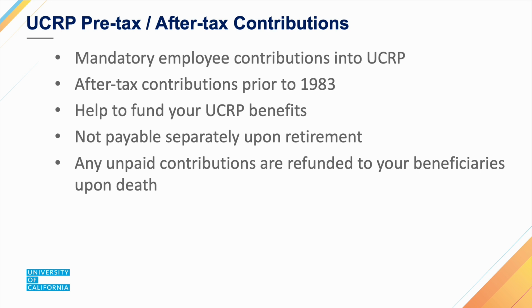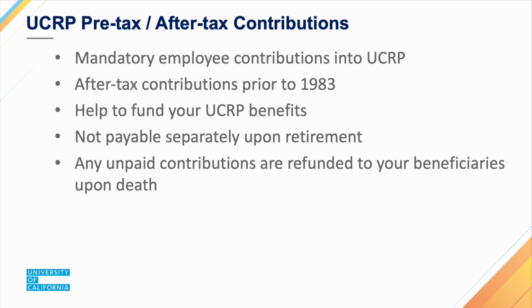As we discussed, the retirement income is based on your age, years of service, and salary at retirement. Your contributions, along with those made by UC on your behalf, do, however, help fund the retirement benefit. So upon retirement, your UCRP contributions are not payable as a separate benefit. They are simply moved into the pension trust, which will be used to fund your pension benefit following your retirement.